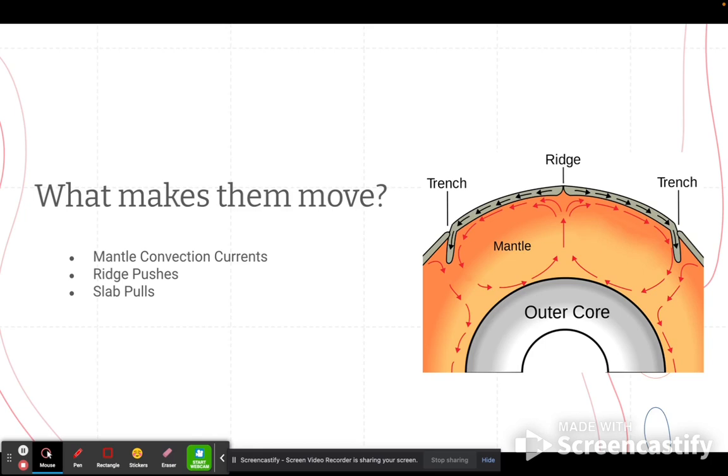The second reason is through ridge pushing, which occurs when the upwelling mantle continues to move at ridges placed on the mid-ocean level. The third reason is due to slab pulls. This force occurs when the older plate starts to sink. As the plate ages, it becomes colder, which makes it more dense. It then starts to sink and pull the warmer part of the plate with it.